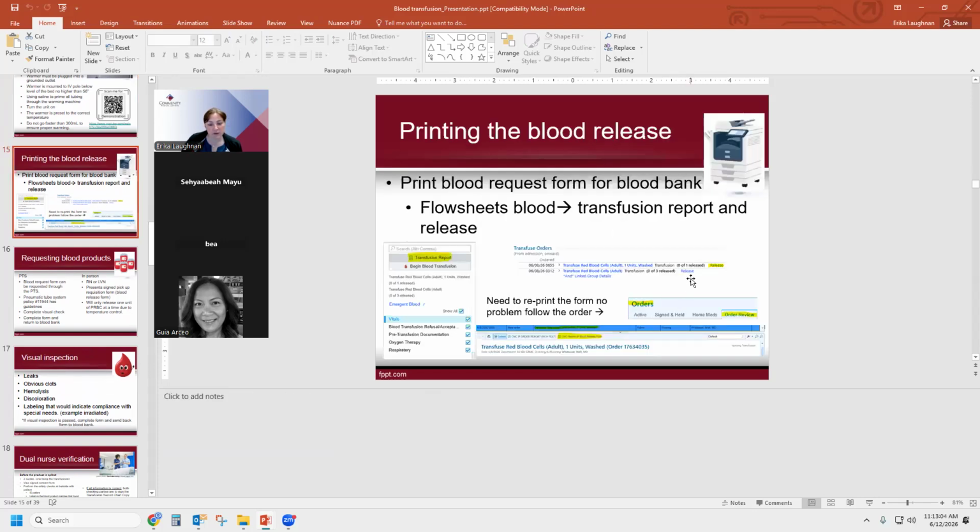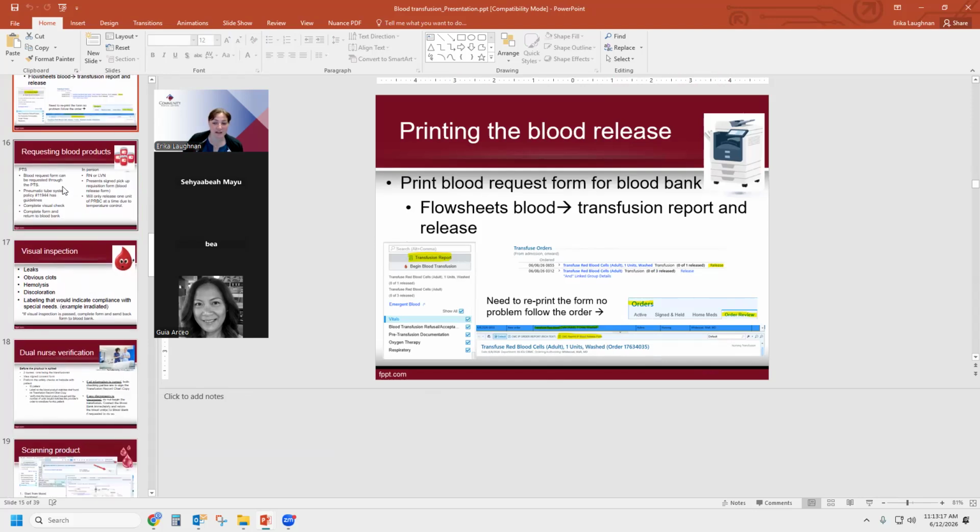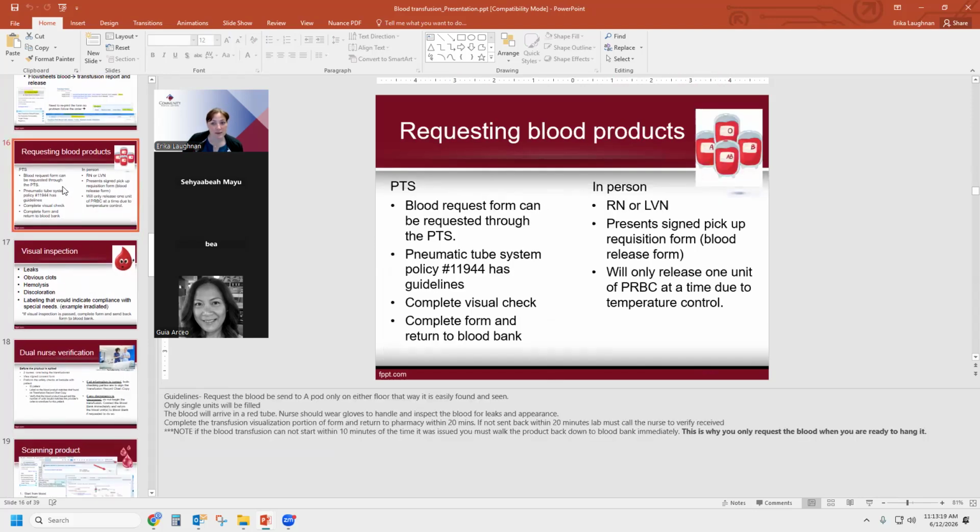And then printing the blood release form, I get asked this all the time. How do I print the blood release form, or how do I reprint the blood release form? So the top part is how to print the blood release form. The bottom part is how to reprint the blood release form in case they are looking to know how to do that.